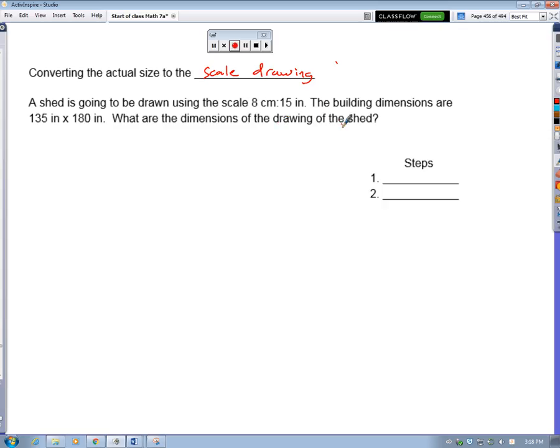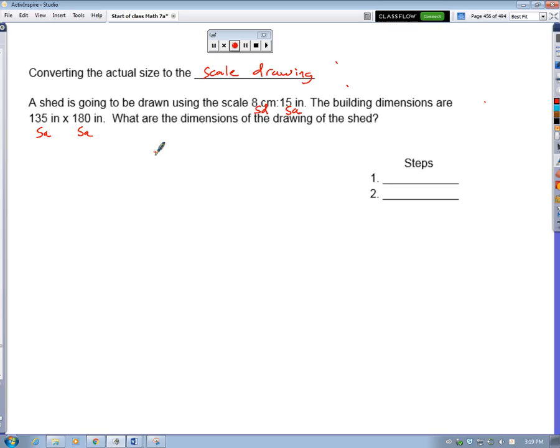Okay, we're going to try and find out how big the shed is going to be when we draw it on paper. So here's our scale. Just like any other scale, the first number represents the size of the drawing, so we're going to call that the SD. This number over here represents its size in real life, so that's going to be the SA, the scale actual. Okay, the other numbers we're given over here are the actual building dimensions, the real size of the building. Since these are the actual size, we're going to call those the SAs, the scale actuals.